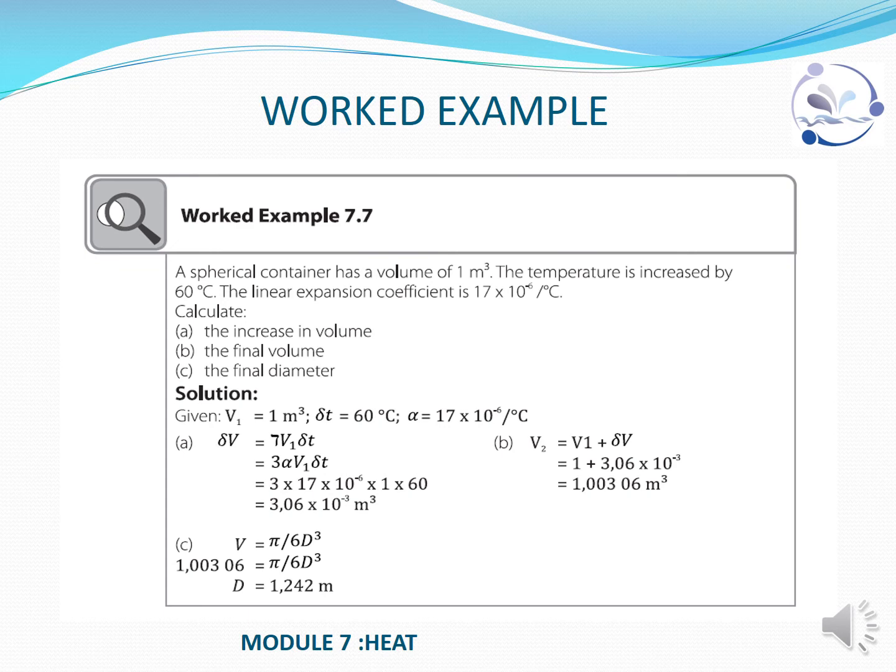Then for C, they're looking for the final diameter. Then they use the formula for volume, and they got the value for volume. Oh, and I skipped number B. For number B, they're looking for the final volume. Final volume is the original volume plus change in volume.